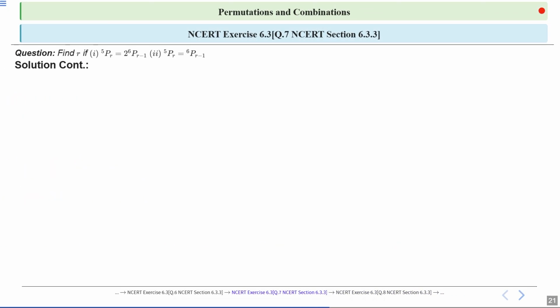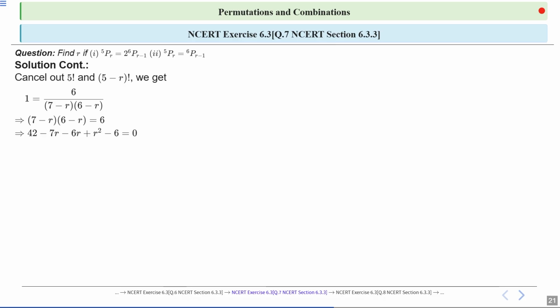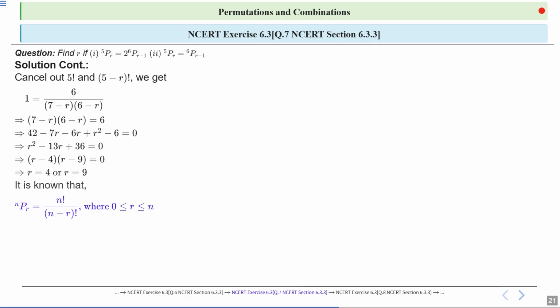So now we will cancel 5 minus r factorial. Cancel out 5 factorial and 5 minus r factorial. We get 1 equal to 6 upon 7 minus r into 6 minus r. It implies 7 minus r into 6 minus r equal to 6, and it implies 42 minus 7r minus 6r plus r square minus 6 equal to 0. It implies r square minus 13r plus 36 equal to 0. After factoring the quadratic equation, we obtain r minus 4 into r minus 9 equal to 0. It implies r equal to 4 or r equal to 9.